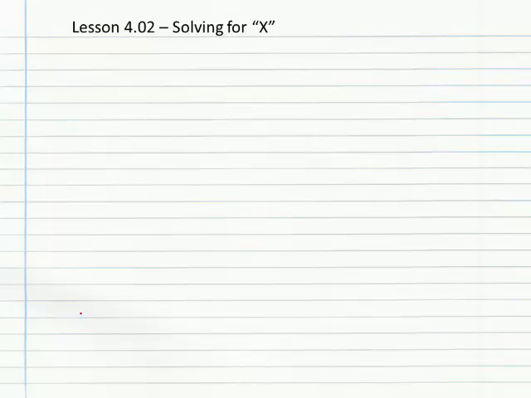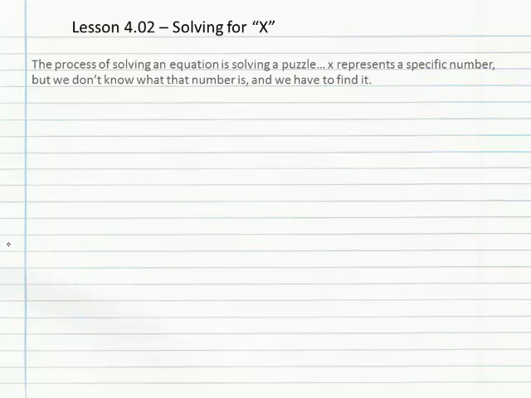Lesson 4.2, Solving for x. The process of solving an equation is like solving a puzzle. X represents a specific number, and that can be any number. So we don't know what that number is, and we have to find it. The equation is like our clues that we have to follow in order to find out what x equals.